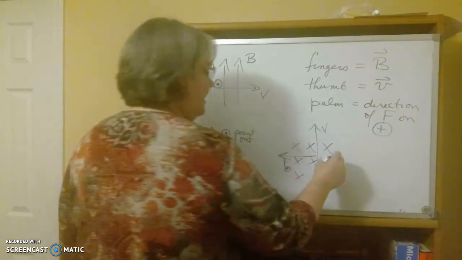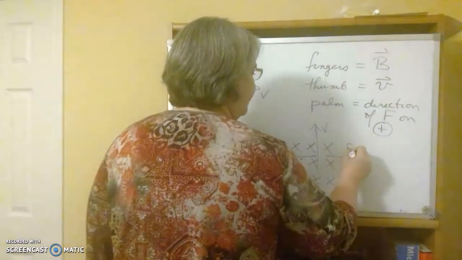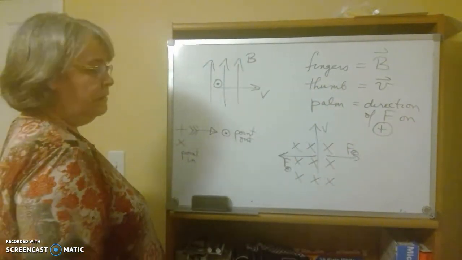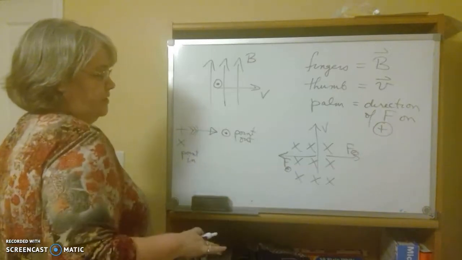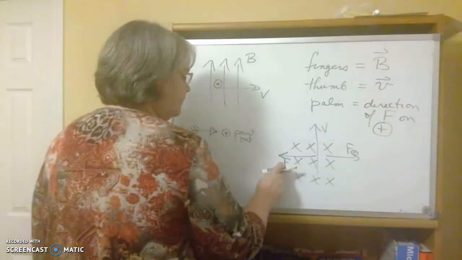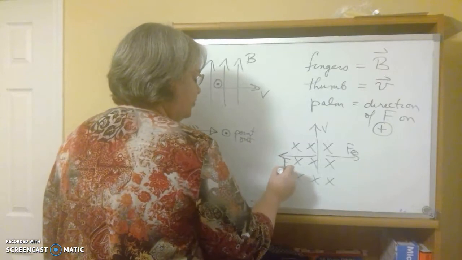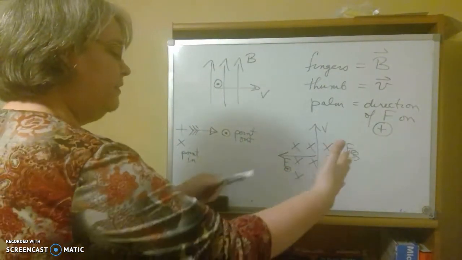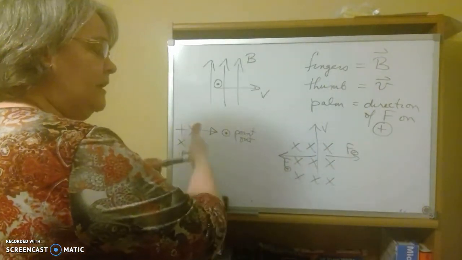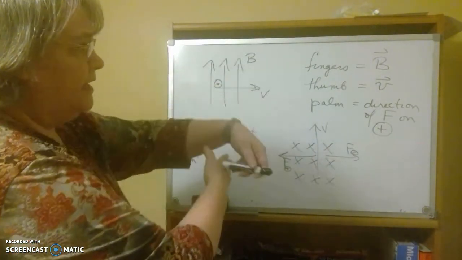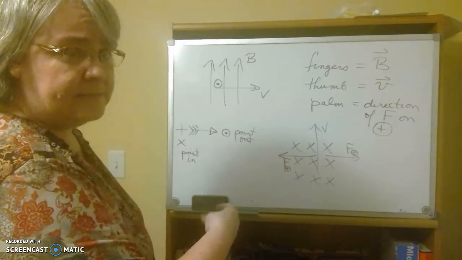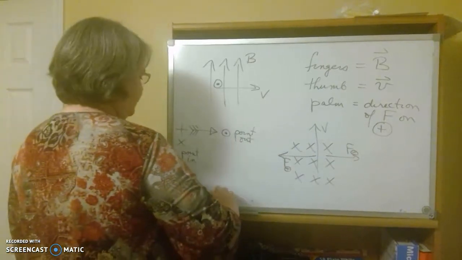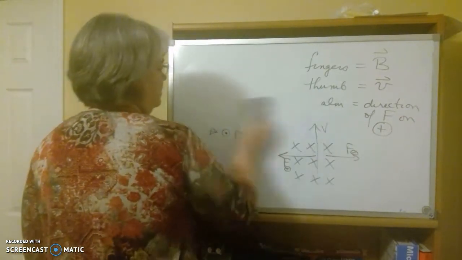The force on a negative would be simply the opposite, because negatives do the opposite of what positives do. Okay, so what I encourage you to do is to stick to the right hand rule. Use your palm to predict the force on a plus, and whatever that direction is, the opposite direction for force on a minus. Okay, we got a little bit of time for a few more examples.